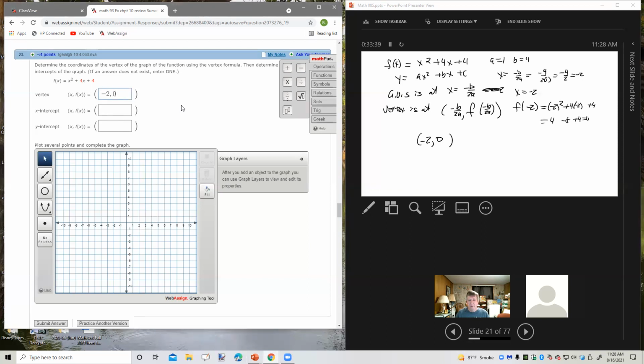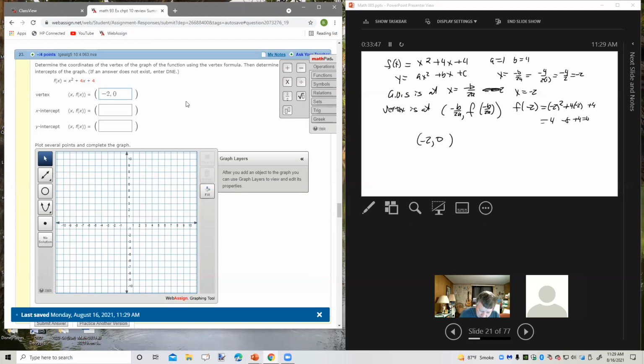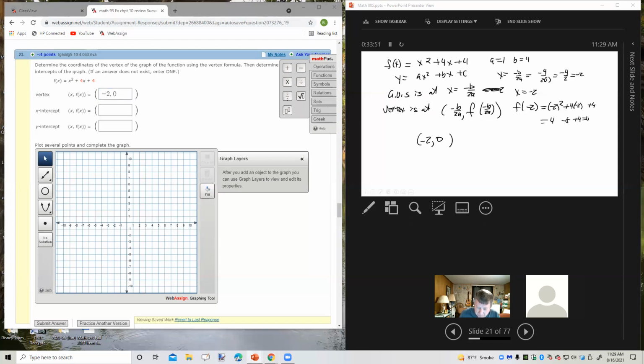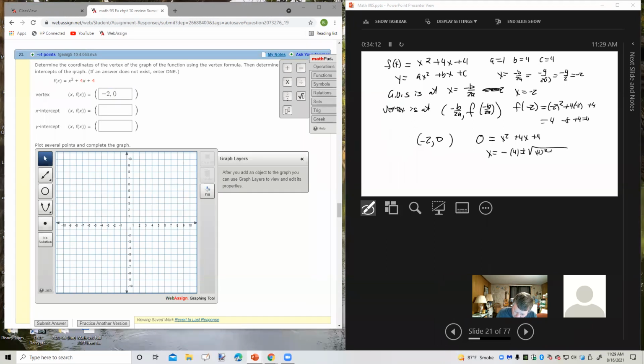So the vertex is at negative 2, comma, 0. Okay. Now, x-intercepts. To find x-intercepts, set y equal to 0. So if y is 0, I've got 0 equals x squared plus 4x plus 4. Using the quadratic formula, we already know that a is 1 and b is 4 and c is also 4. I would get x equals negative b plus or minus the square root of b squared minus 4ac all over 2a. X equals negative 4 plus or minus the square root of 16 minus 16 over 2. X equals negative 4 plus or minus the square root of 0 over 2. X equals negative 4 plus or minus 0 over 2. X equals negative 4 over 2 or negative 2.